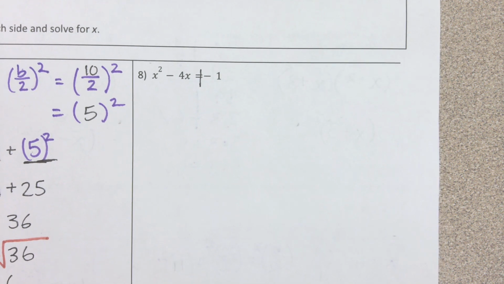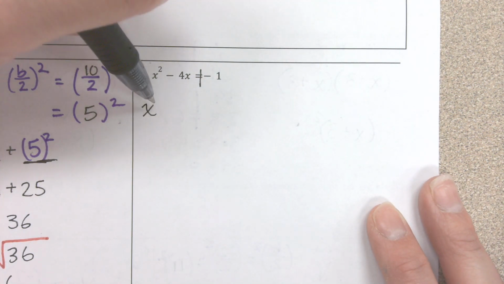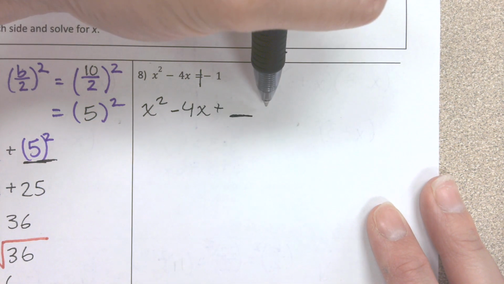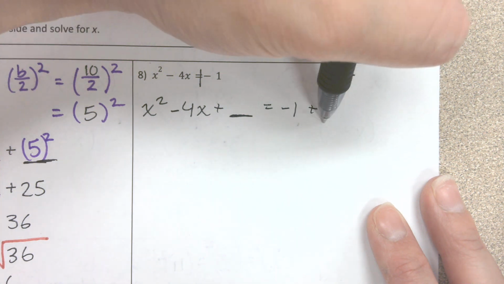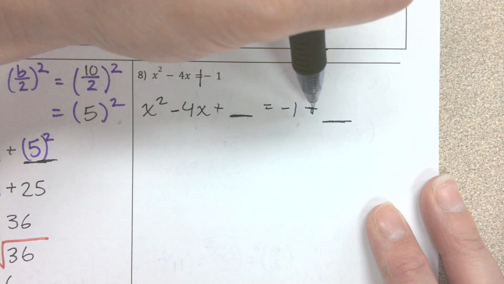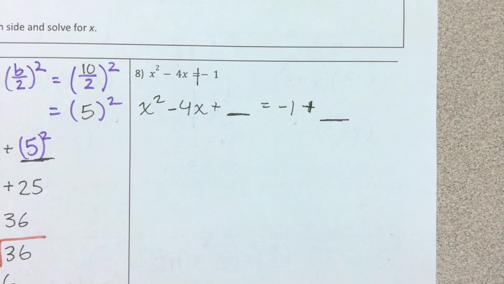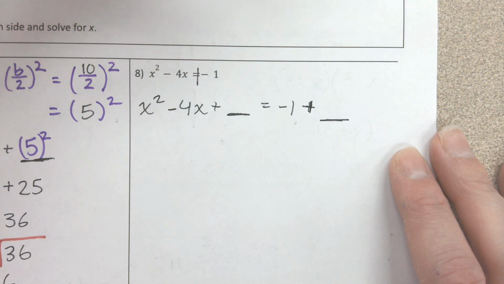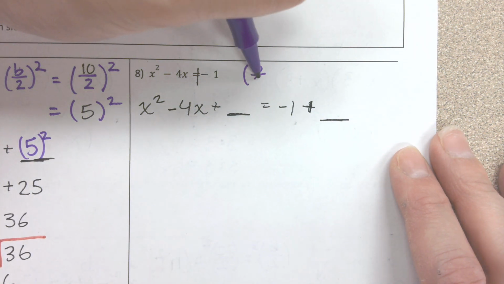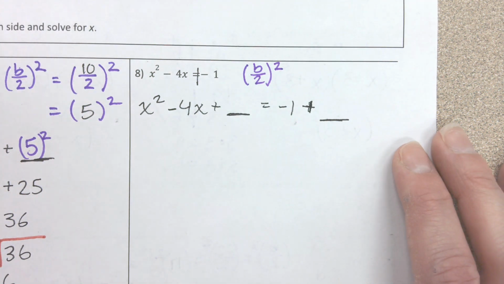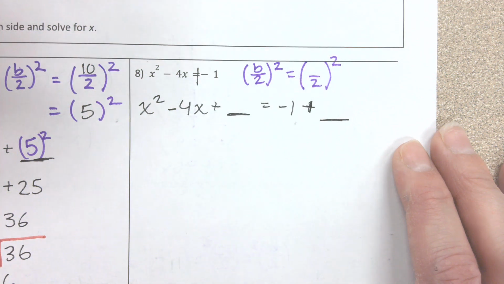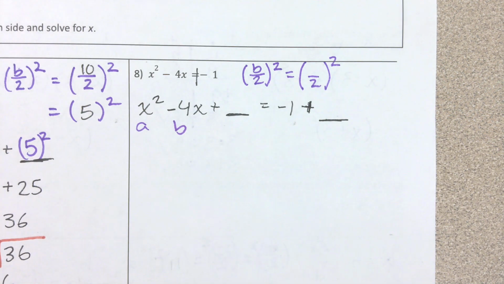So we're going to go right into step 2. We're going to set this up: x squared minus 4x plus something equals negative 1 plus that same something. We're trying to make a new trinomial over here, a nicer one. That something comes from b over 2 squared, that little formula. We have a and b. b is negative 4.